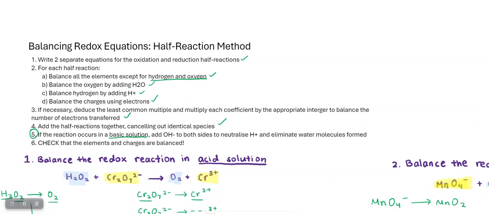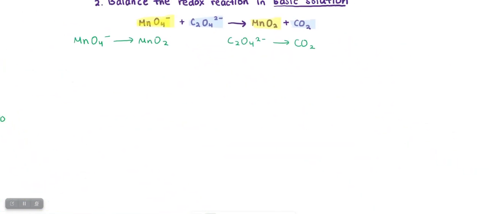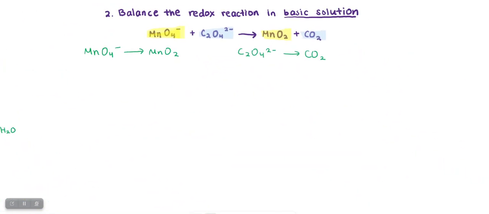Now 2A, balance all the elements except for hydrogen and oxygen. Well, here I only have manganese, which is already balanced. There's one atom on each side. Here we have carbon. Now there's 2 on the left and 1 on the right, so I need to multiply the right by a coefficient of 2.